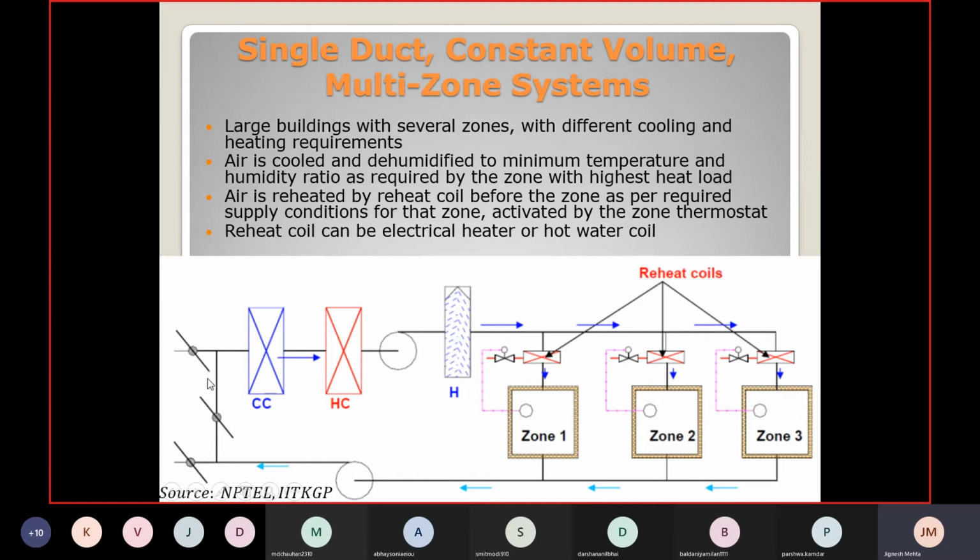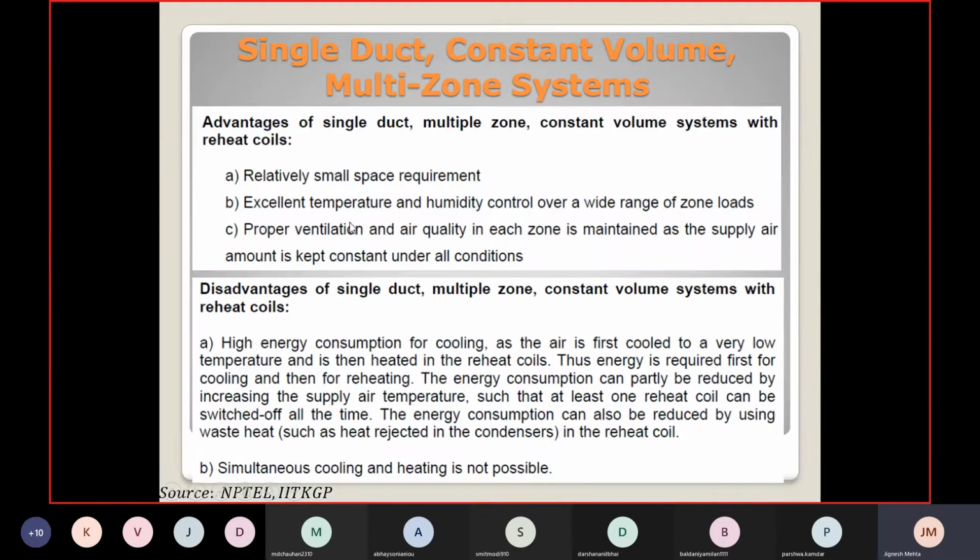So you're always taking some outside air also, right? Some outside air also. So the amount of air supplied is not changing. So you're also ensuring some minimum amount of outdoor air in such systems. So that's a plus point about these systems, that proper ventilation and air quality in each zone is maintained as supply air amount is kept constant under all conditions.